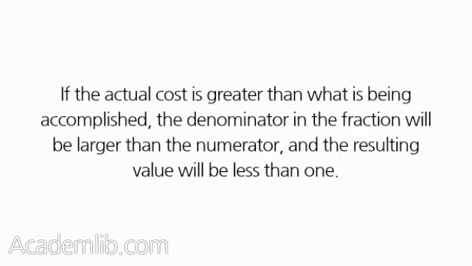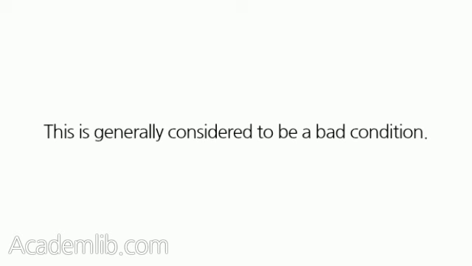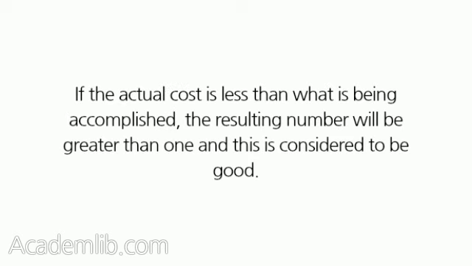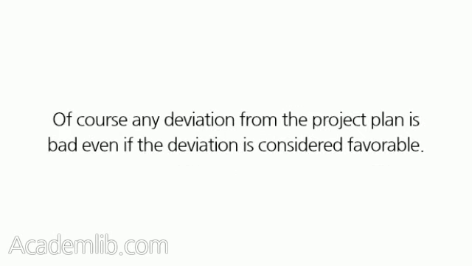If the actual cost is greater than what is being accomplished, the denominator in the fraction will be larger than the numerator, and the resulting value will be less than 1. This is generally considered to be a bad condition. If the actual cost is less than what is being accomplished, the resulting number will be greater than 1 and this is considered to be good. Of course, any deviation from the project plan is bad even if the deviation is considered favorable. We should investigate to determine why this condition exists.